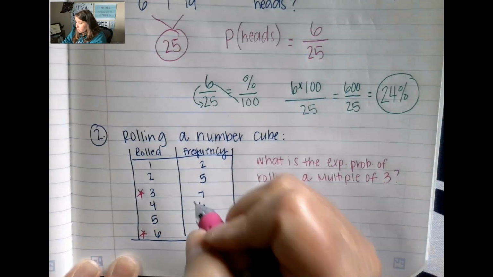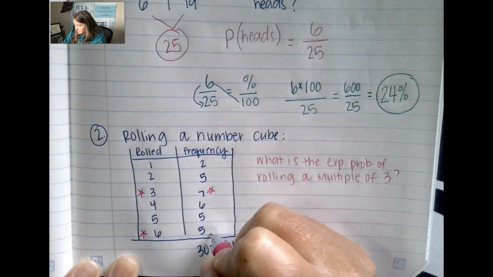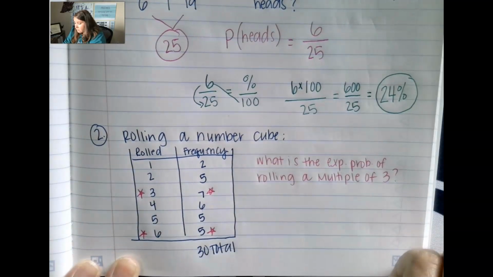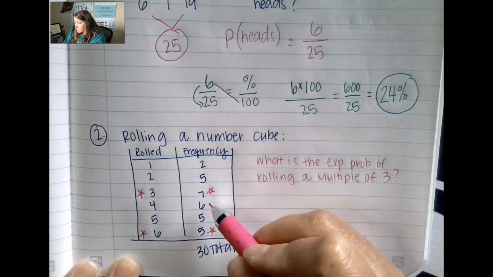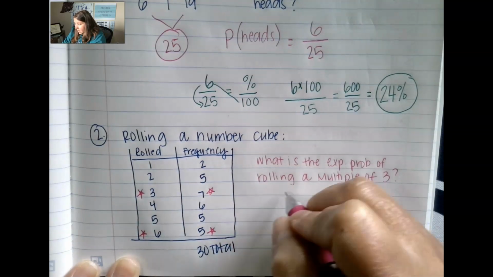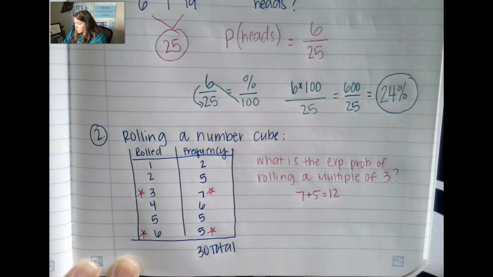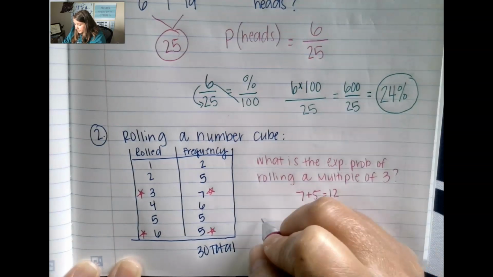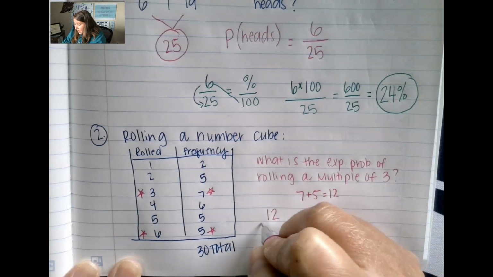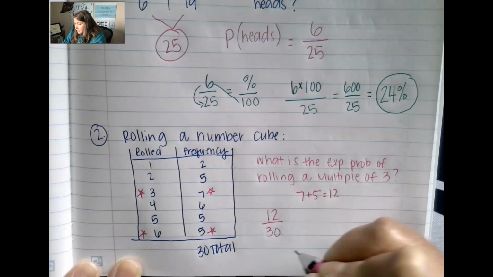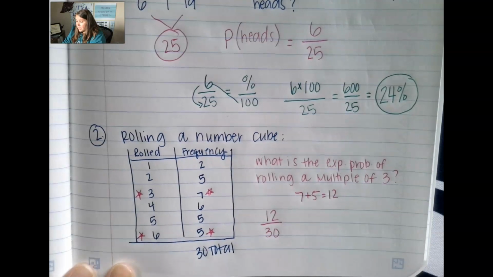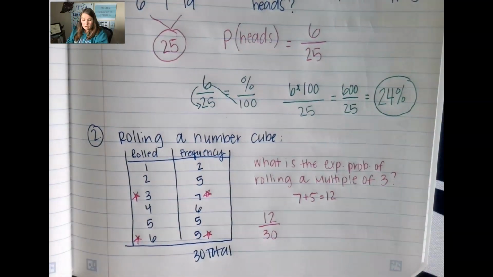So we're going to look only at the 7 and the 5. So we rolled 7 plus 5, which equals a total of 12 rolls. So we rolled 12 out of 30. So 12 out of 30 is our roll.